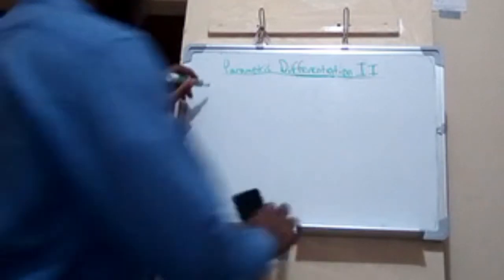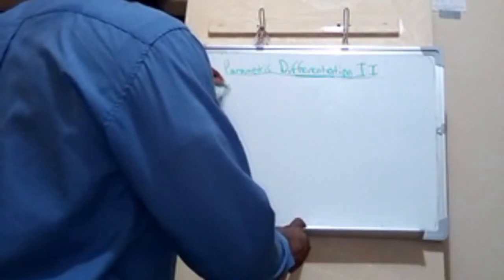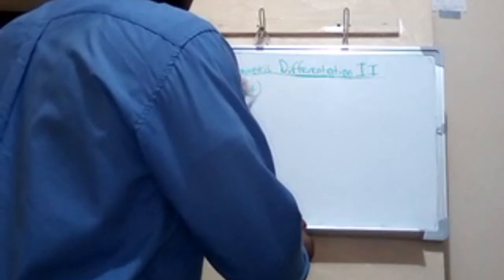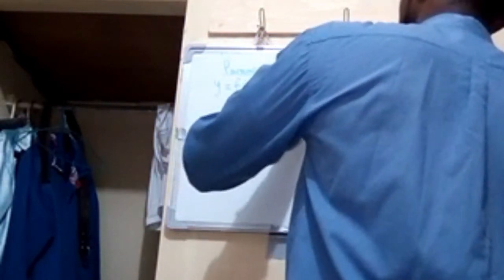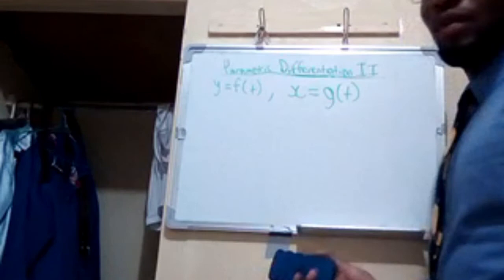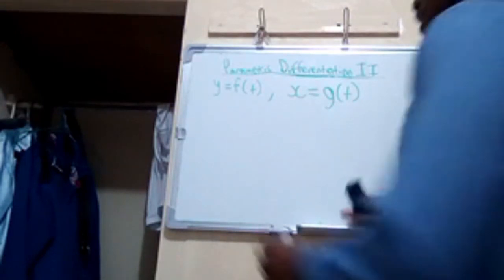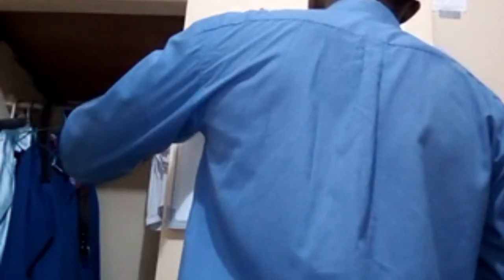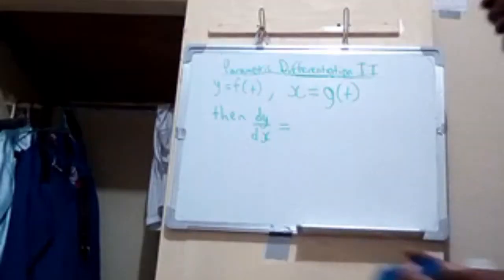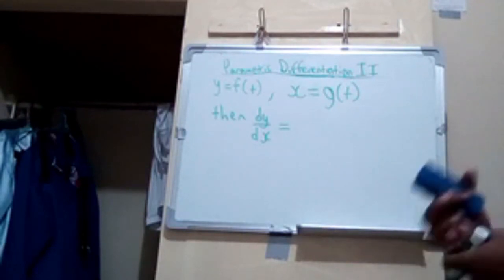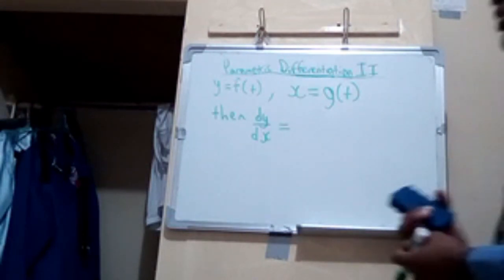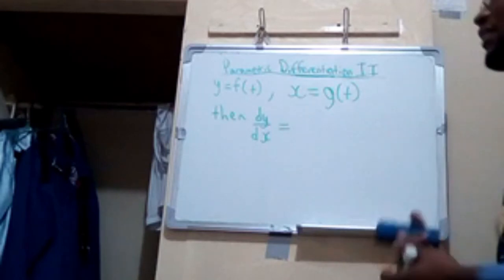So here's parametric differentiation. Let's say we have y is equal to a function of t, and x is equal to another function of t, right? y is equal to f of t and x is equal to g of t. Then dy by dx is simple. dy by dx is just going to be equal to f prime of t divided by g prime of t.